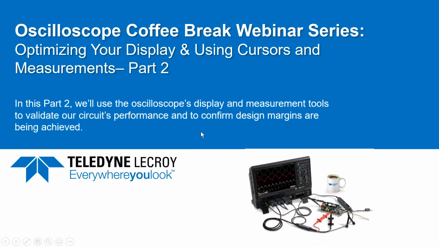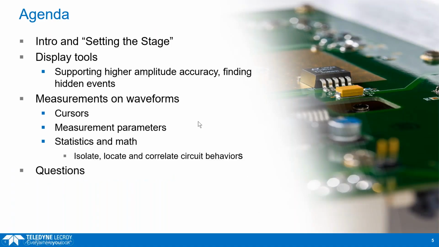This is the optimizing your display part. We'll focus again on the display and getting your oscilloscope waveforms displayed in a way that gives you the best measurements. It's really all about being efficient at debugging and validating a circuit's electrical properties.